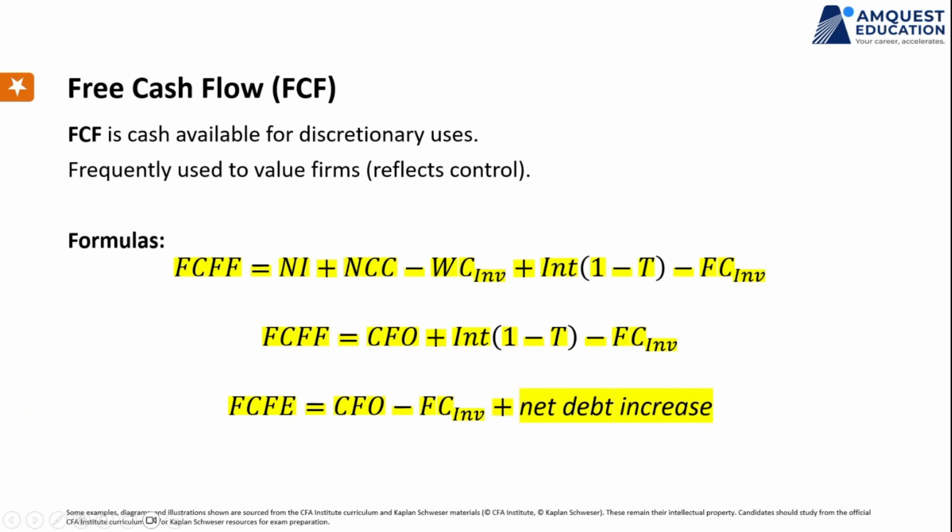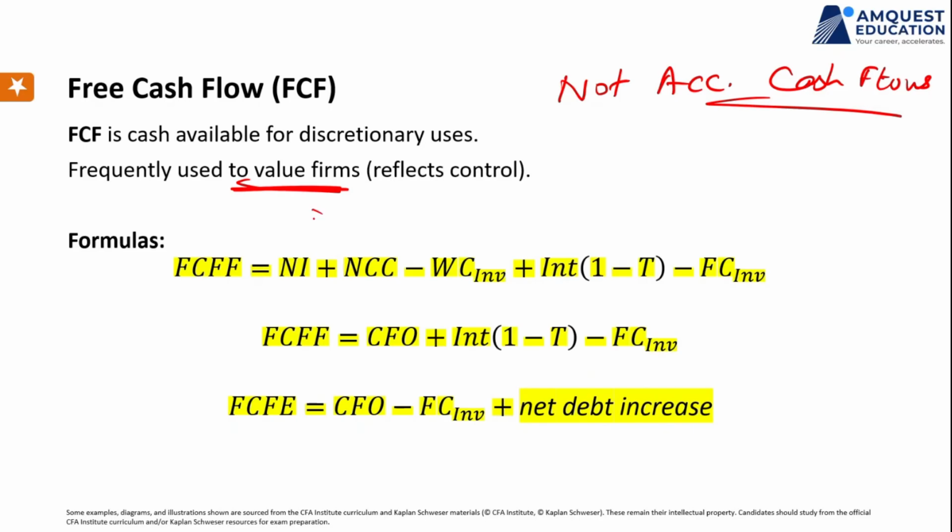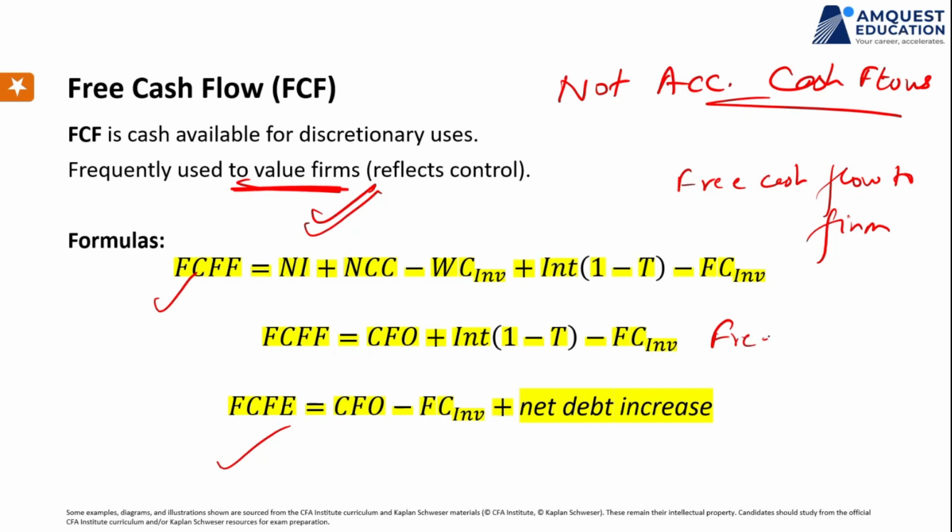Now, barring this, there are two types of valuation cash flows. Please remember, they are used to value a firm. These are not accounting cash flows. Always remember, these are not accounting cash flows. They are used to value the firm. And the two are FCFF and FCFE: free cash flow to firm and free cash flow to equity.